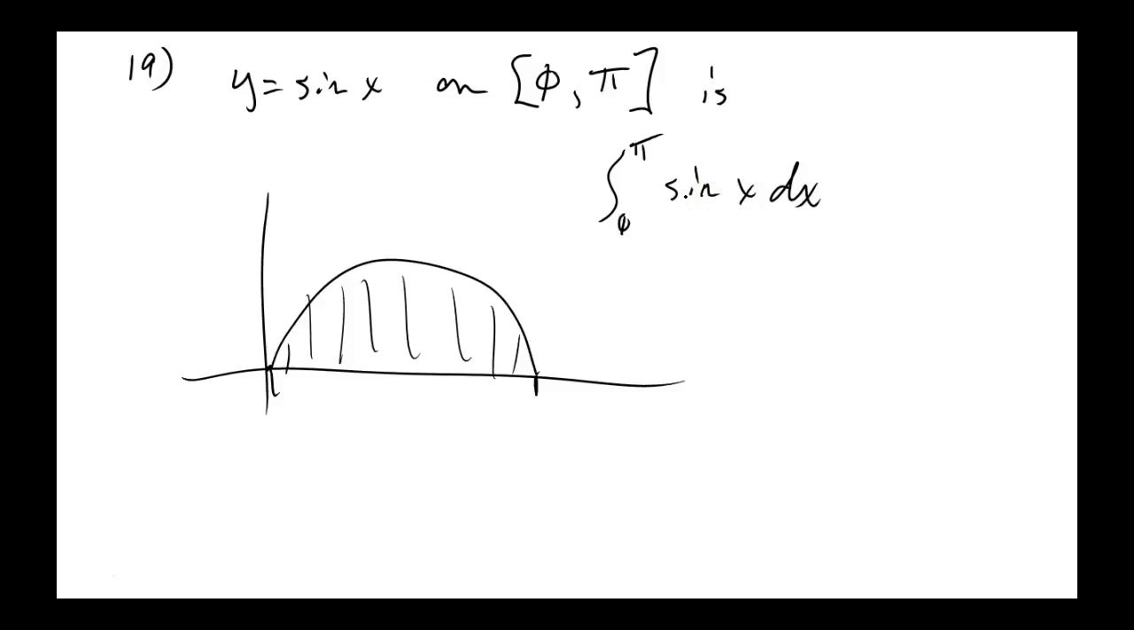Now, integrals are antiderivatives. In other words, you're undoing the derivative. What is it that gives you sine when you take a derivative of it? Cosine? Okay, close. Negative cosine? Negative cosine, exactly. So the antiderivative of sine would be negative cosine, evaluated from 0 to pi.